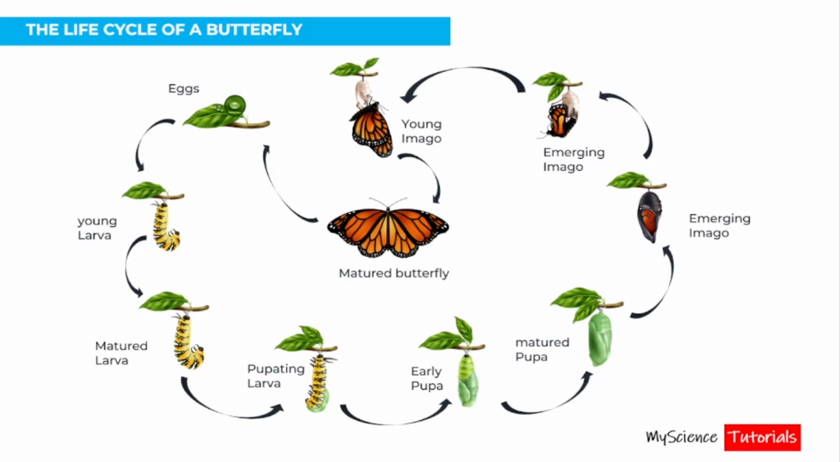So this is a summary of the various changes and transformations that the butterfly undergoes to become the adult or the full grown butterfly. But like I said, the process is complete metamorphosis and it only has 4 stages. So it has the egg stage, which is the first stage. All these stages are what we are calling the larva stage. From the young larva to the pupating larva, they are called the larva stage. From the early pupa to the matured pupa is the pupa stage, and then from the emerging imago to the matured butterfly is the adult.